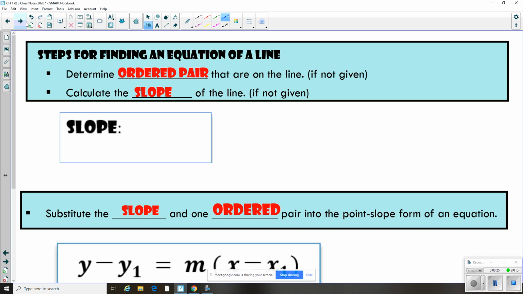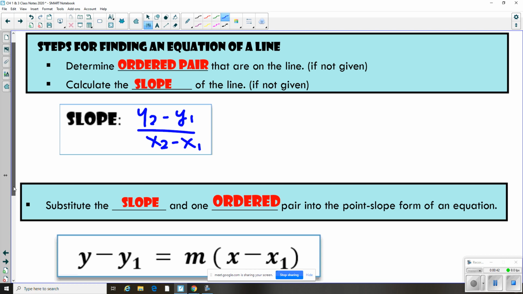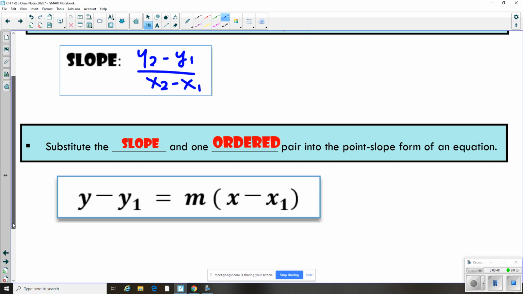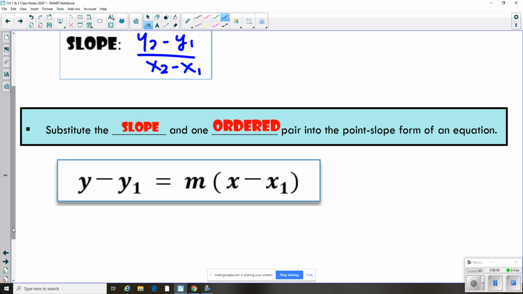Okay, so y2 minus y1 over x2 minus x1, or the change in y over the change in x, is awesome. If you had a graph, right, you could count up and then over, so that would be rise over run. Okay, so then once you have those two things, you're going to substitute the slope and the ordered pair into this equation. So y minus y1 equals m(x minus x1). So this one is point slope form.